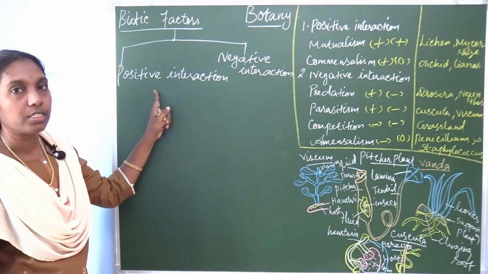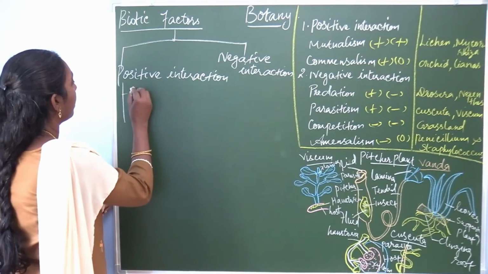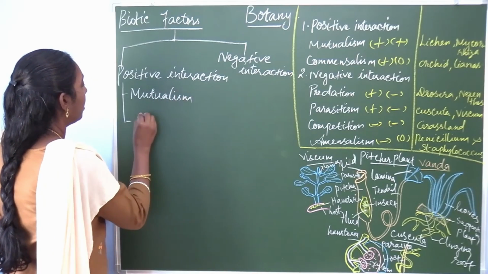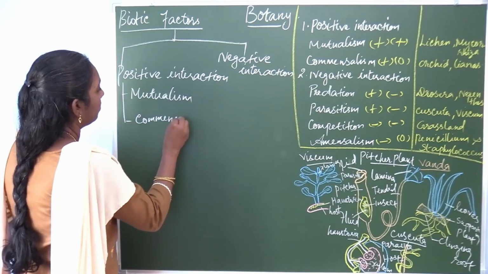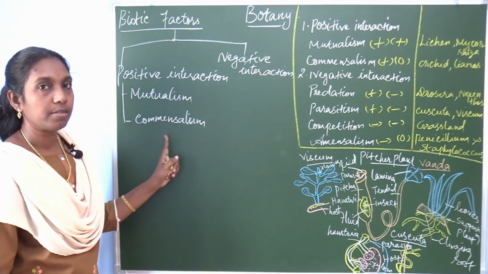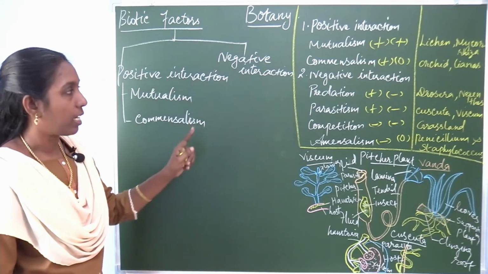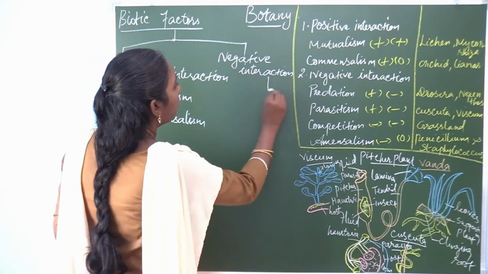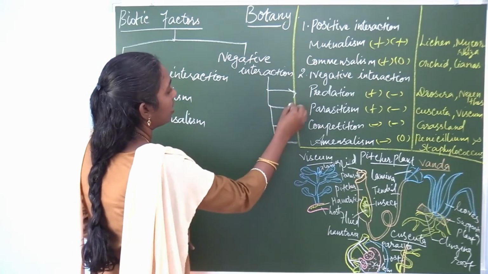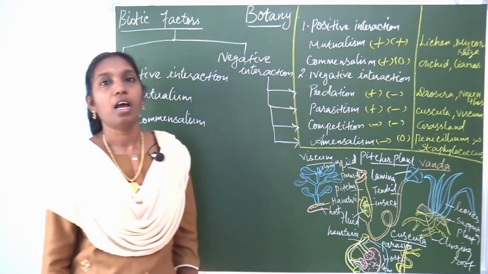Depending upon these positive and negative interactions, these are again classified into different types. Positive interactions are of two types: mutualism and commensalism. Negative interactions are classified into different types. They are predation, parasitism, competition and amensalism.